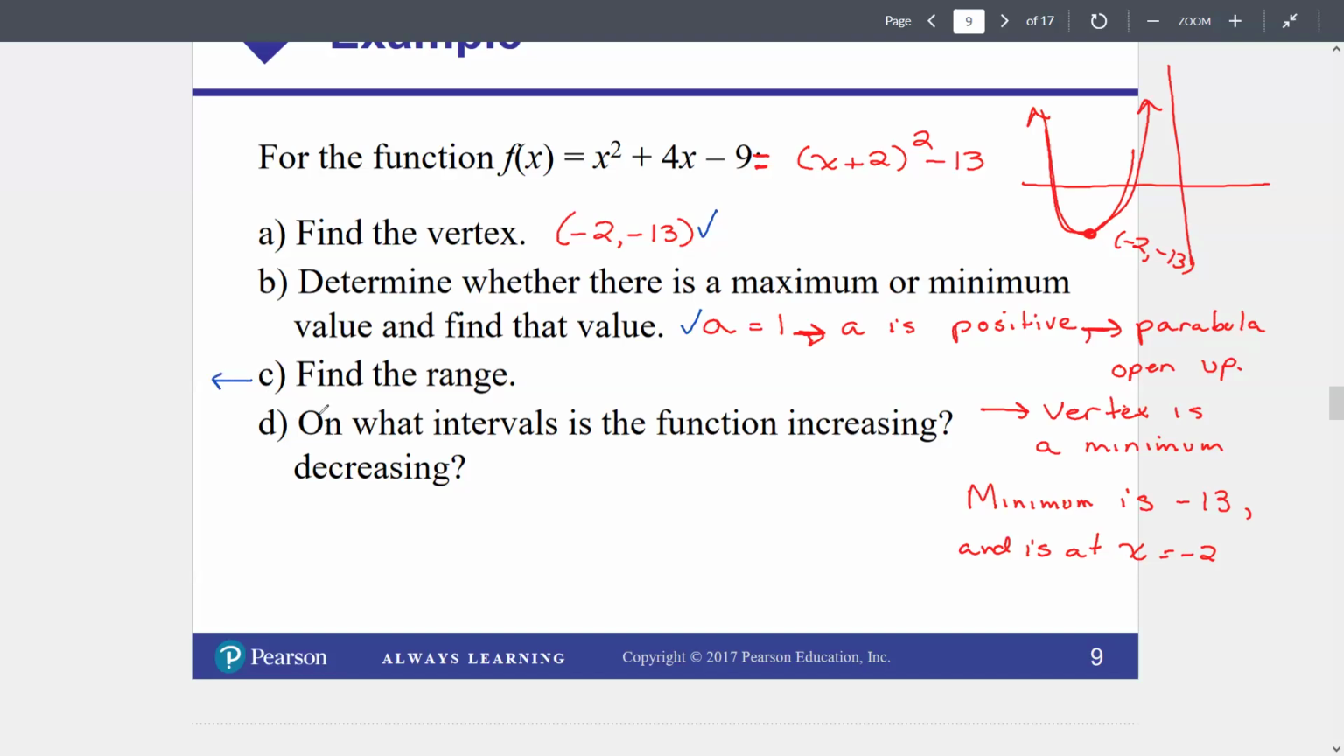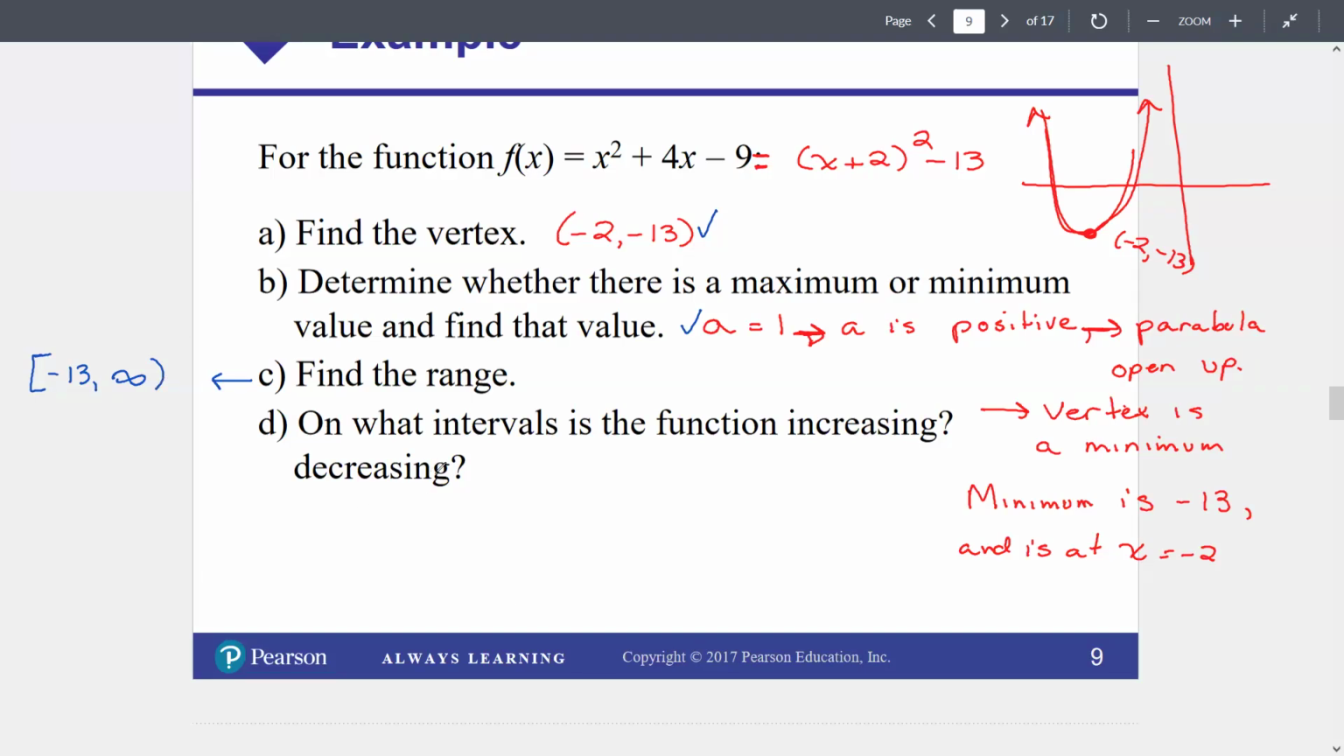So what range is telling me is that the lowest value I can have is, remember, range is y values, the lowest value I can have is at -13. That means the range starts at -13, and then there's nothing to cap it off going forward, so it will just keep getting higher and higher y values. So range is going to be essentially capped at one end by your vertex.